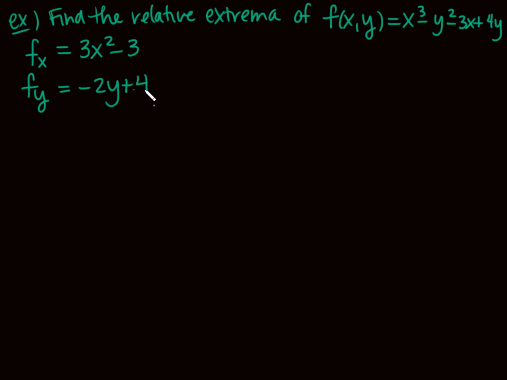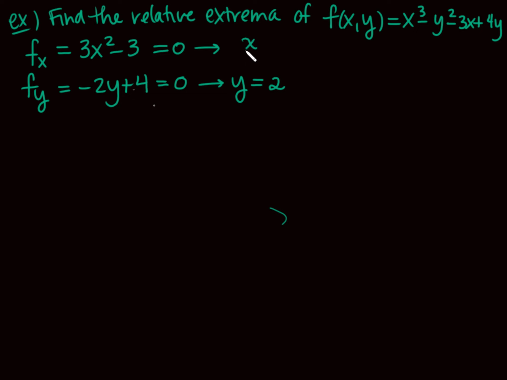So I like this example because it kind of shows you what happens when we get partials that don't have to do with the other variable. So remember, I want to find an x value and a y value that make my partials 0 when I plug them in. Well, if you notice, my f sub x only depends on x, f sub y only depends on y. So I just need to solve these. So this says that y must be 2, right? Subtract the 4, divide by negative 2. So I know y is going to be 2.